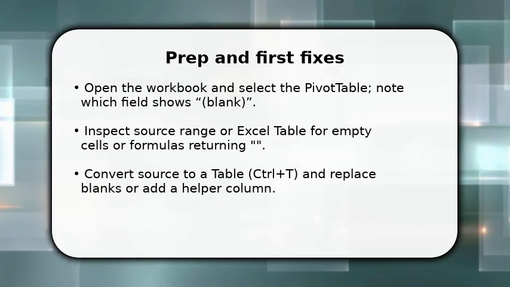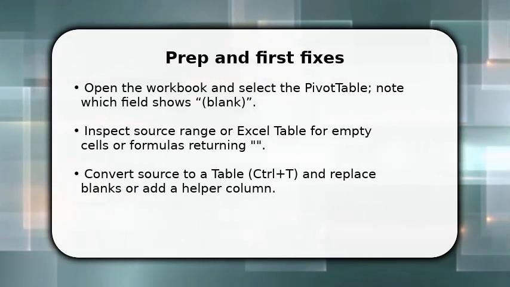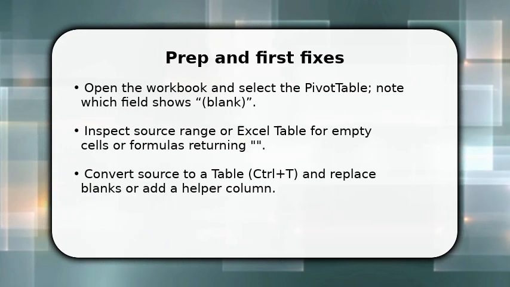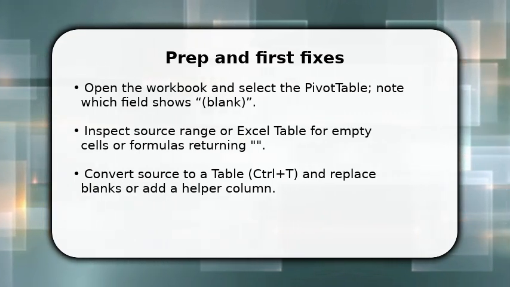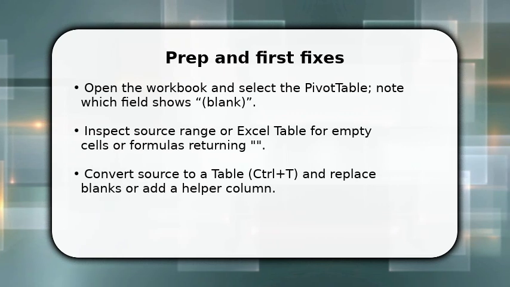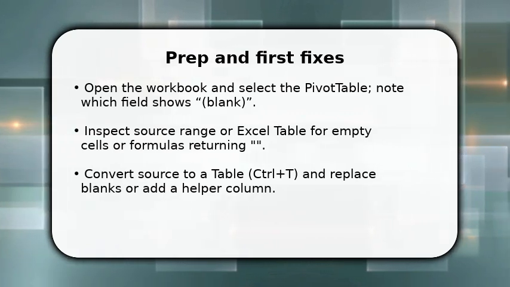Once located, convert the source into a table with Ctrl+T to keep the range correct. Then replace blank cells or add a simple helper column that marks non-blank rows. This gets you ready to update the pivot immediately.